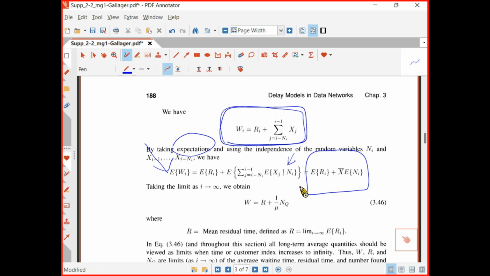If we have the results, then taking the limit, we can have this formula. And with this formula, everything's okay. This one, okay. But we want to know the residual time. Well, the residual time, how to get the residual time?